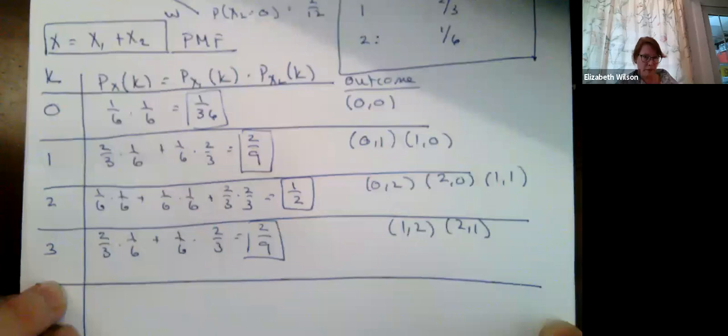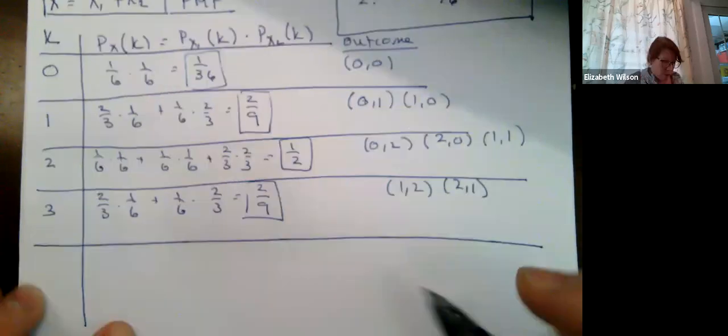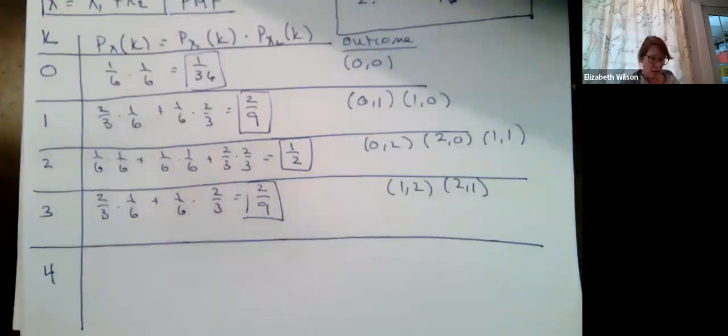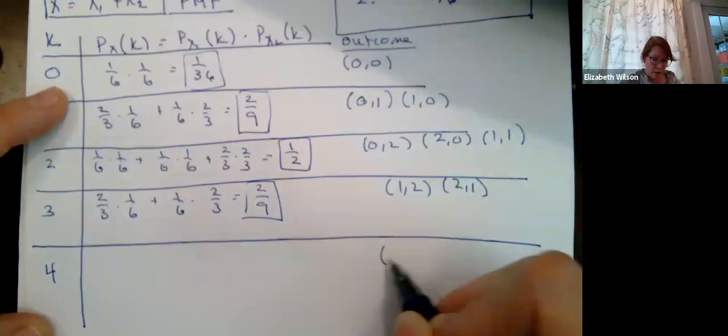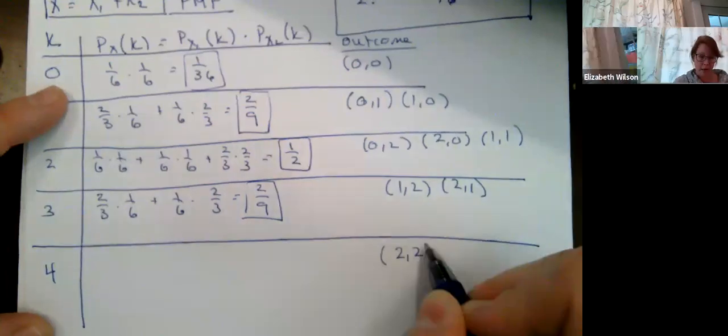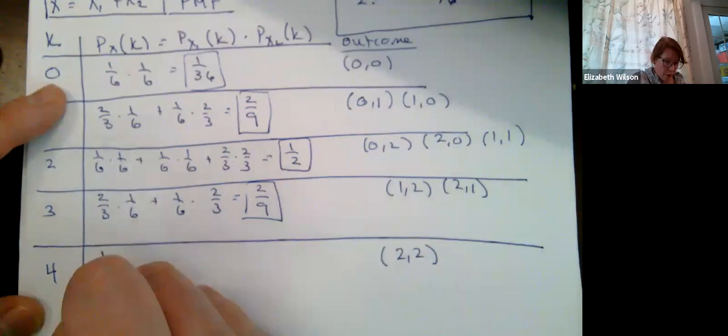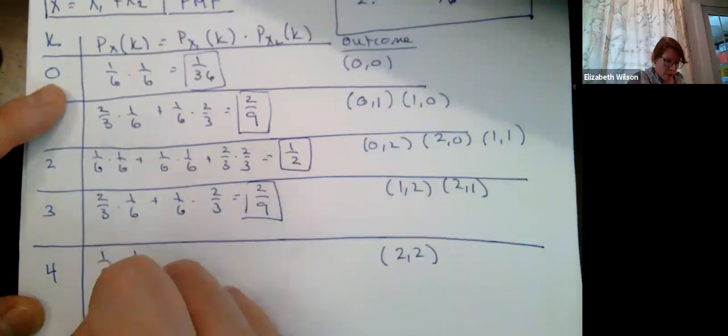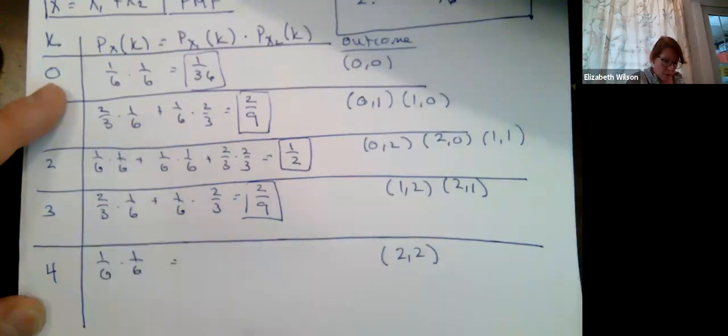And then when our random variable is equal to 4, I can get 4 by summing up 2 and 2, x1, x2. This is going to happen with 1/6 times 1/6, and that is equal to 1 out of 36.